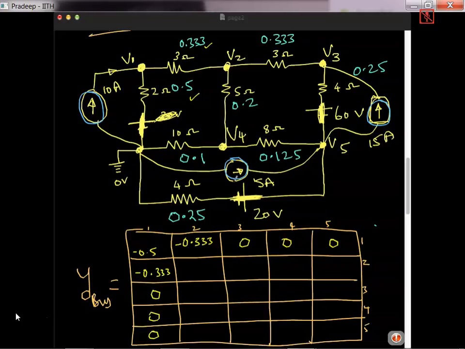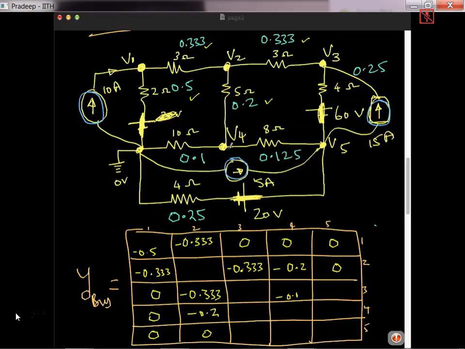Now come to 2. Between 2 to 3, again I have 0.33. So second row, third column, minus 0.333. Between 2 to 4, there is 0.2. So minus 0.2. Between 2 to 5, nothing is there. So I just copy this. Now we have utilized these two. Now coming to the fourth node, it is connected to the ground with 0.1. So I'll just put minus 0.1 here.